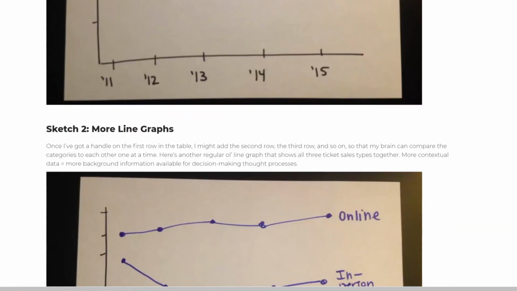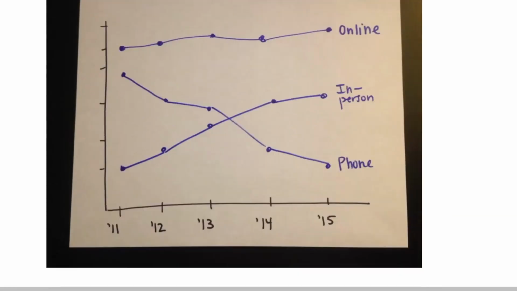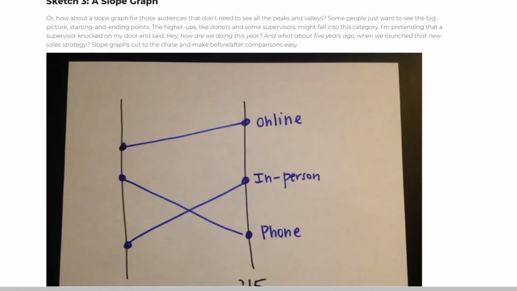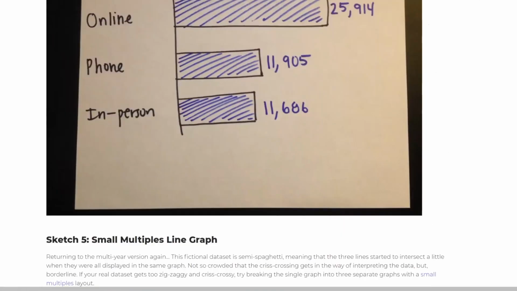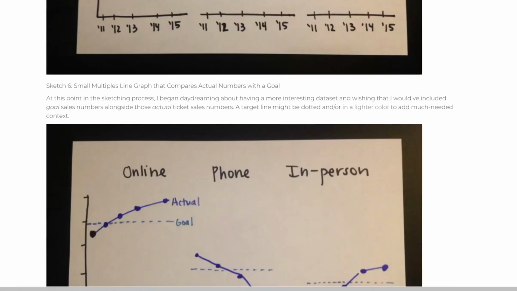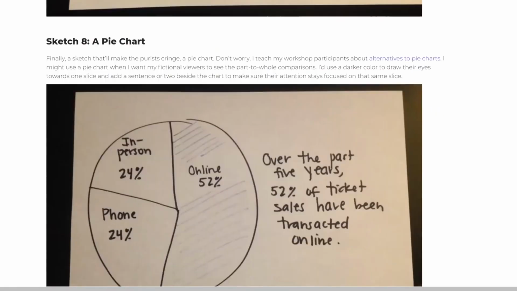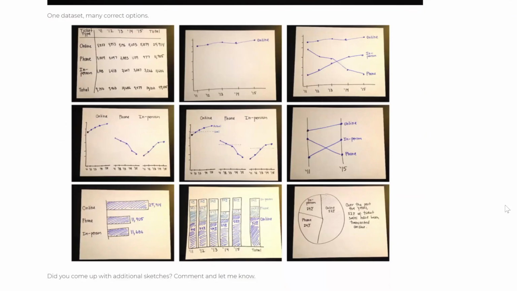I think in this blog post, how many ideas did I come up with? 2, 3, 4. There's so many correct options. I don't know, this many-ish.